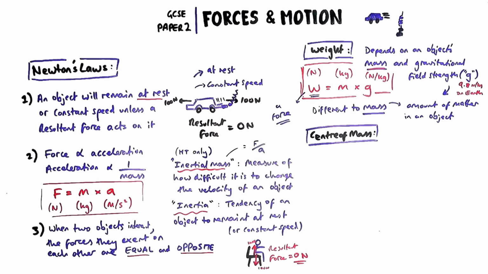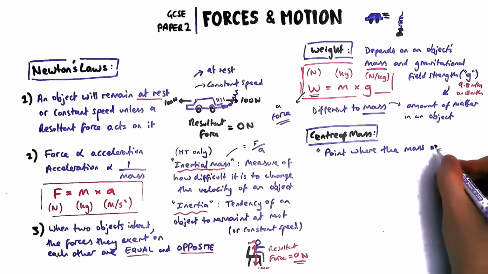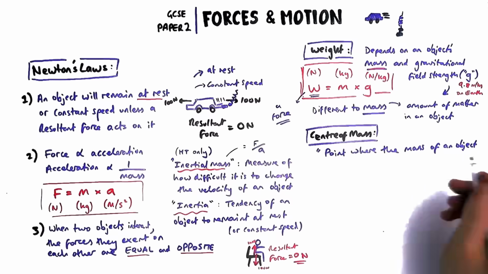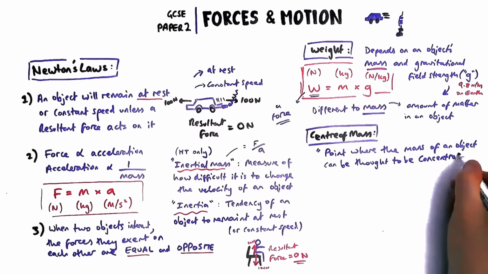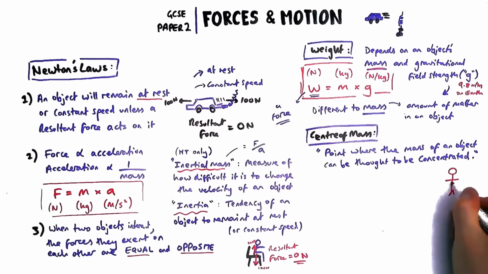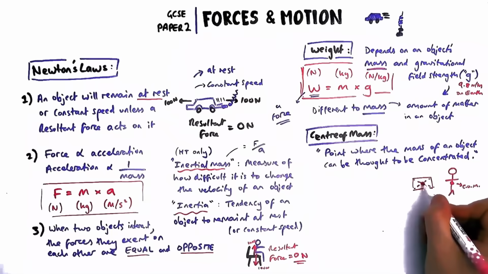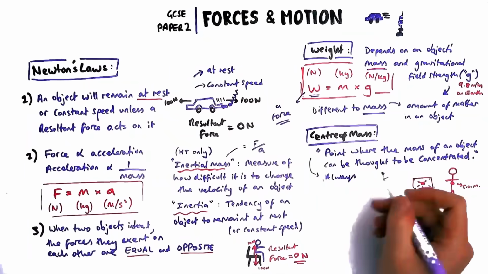Next, let's talk about centre of mass of an object. The centre of mass of an object is defined as the point where the mass of an object can be thought to be concentrated. Note that it's not actually concentrated there, it's just where we can consider it to be concentrated. And it always hangs below the point of suspension. If it's suspended from a point, like a person on a swing, the person's mass is always going to come to rest below the point where it's suspended from.